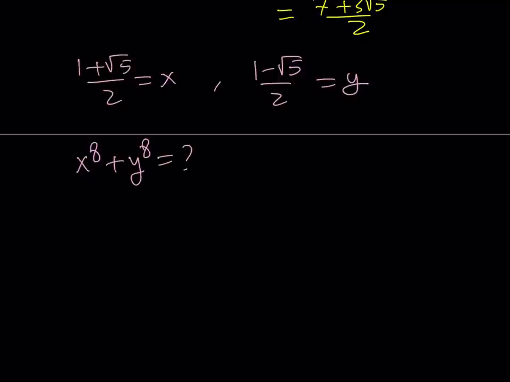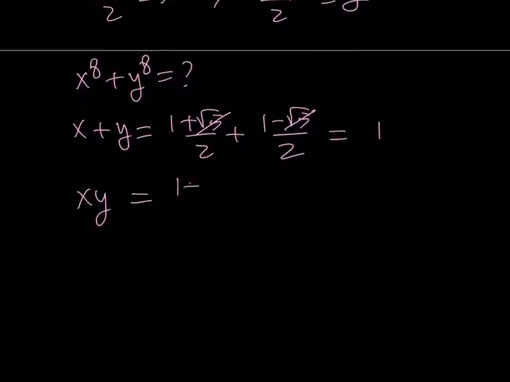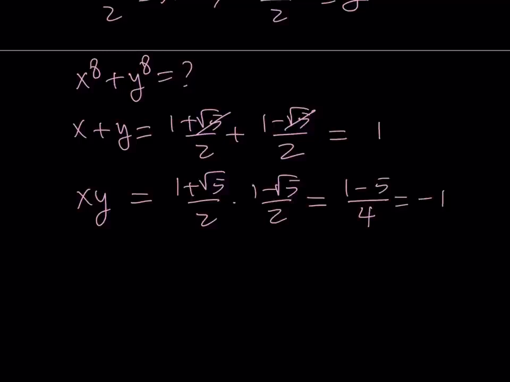First of all, notice that x plus y is equal to (1 plus root 5) over 2 plus (1 minus root 5) over 2. The root 5 cancels out, leaving us with 2 divided by 2, which is 1. And then also consider xy. If you multiply (1 plus root 5) over 2 and (1 minus root 5) over 2, you can use difference of two squares, which is (1 minus 5) divided by 4. This is negative 4 divided by 4, and that is equal to negative 1.